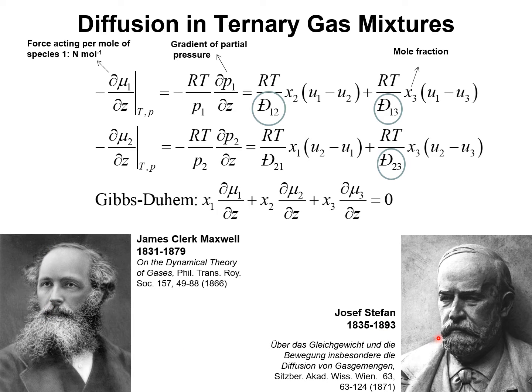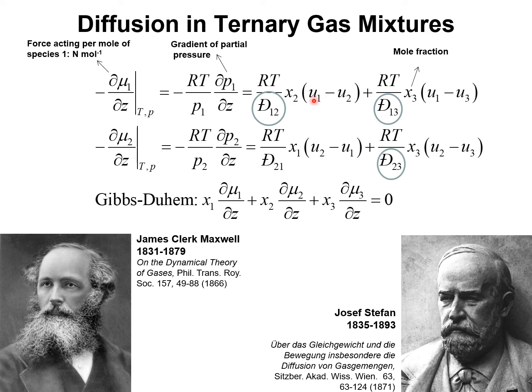In the Maxwell-Stefan formulation, we assert that the force acting on each species is balanced by the friction that species experiences with partner species in the mixture. For example, the force acting per mole of species 1, that is quantified by the negative of the chemical potential gradient of 1, is balanced by the 1,2 friction and the 1,3 friction.